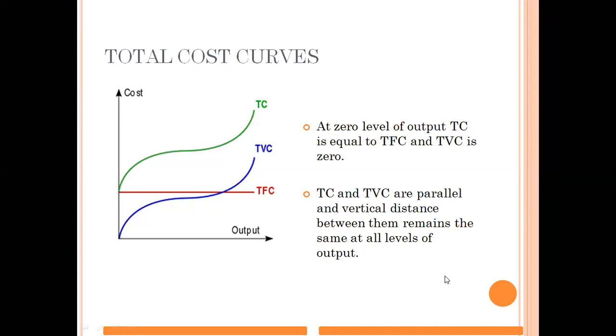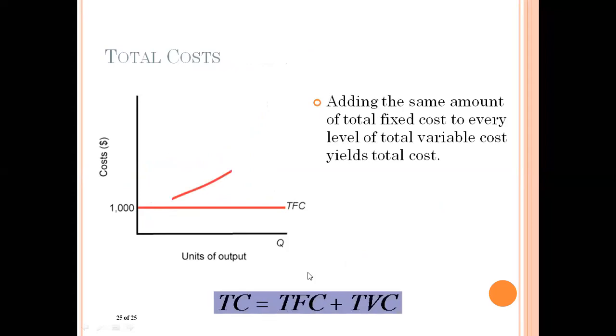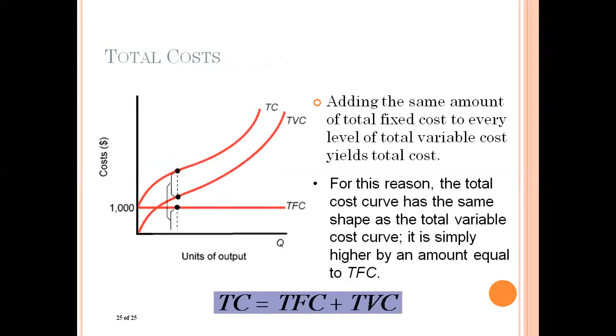So definitely the difference, as you can see in the curve, this difference is always constant. That's why the TC and TVC curves are parallel to each other. All right. Now, so this way the total cost curve is also being made, as it is the sum of TFC and TVC.